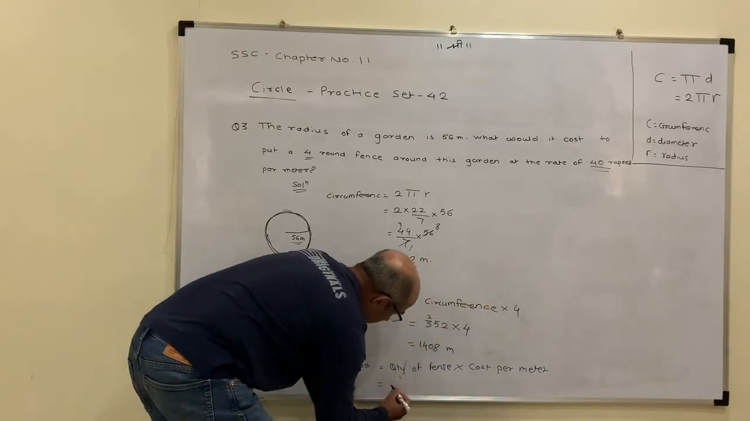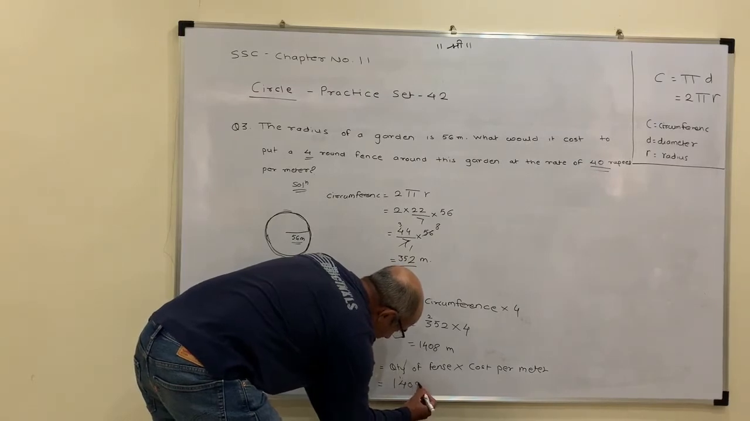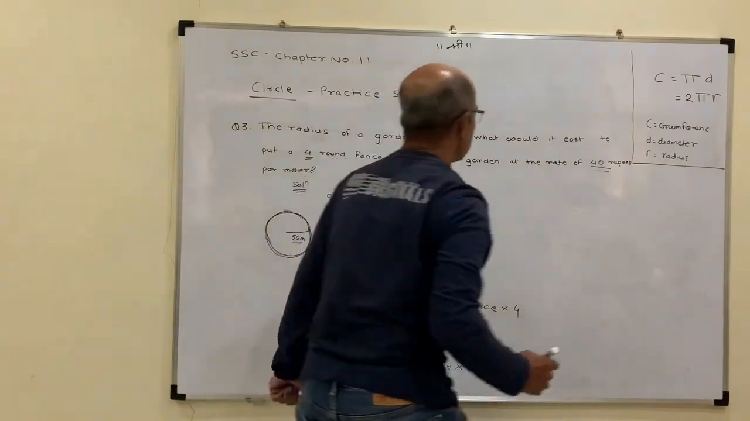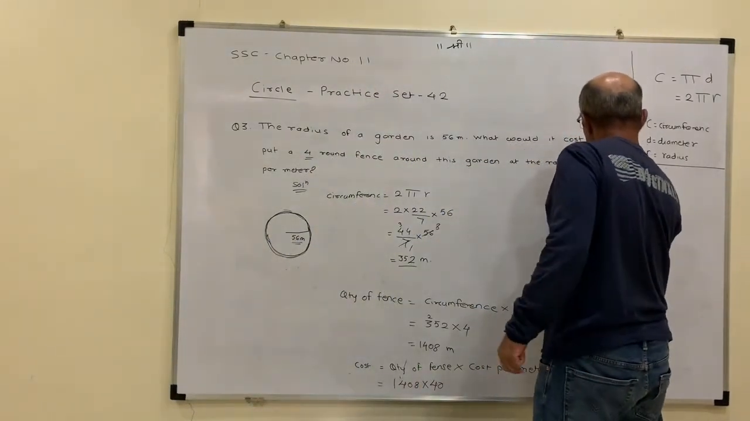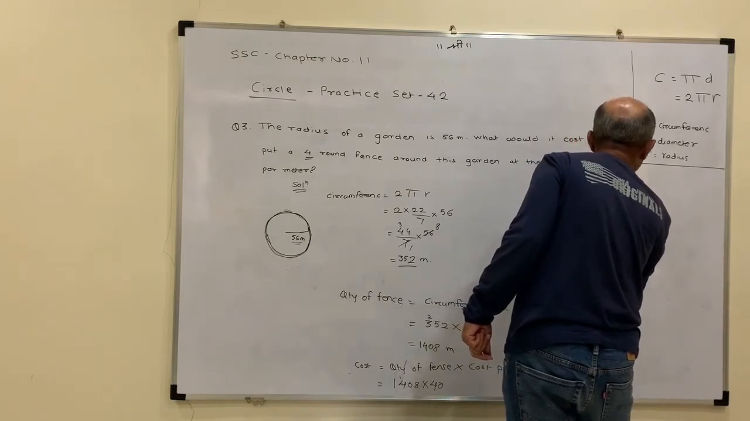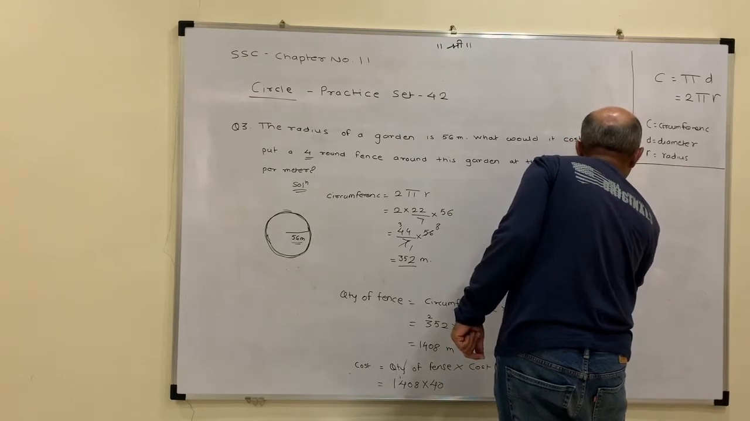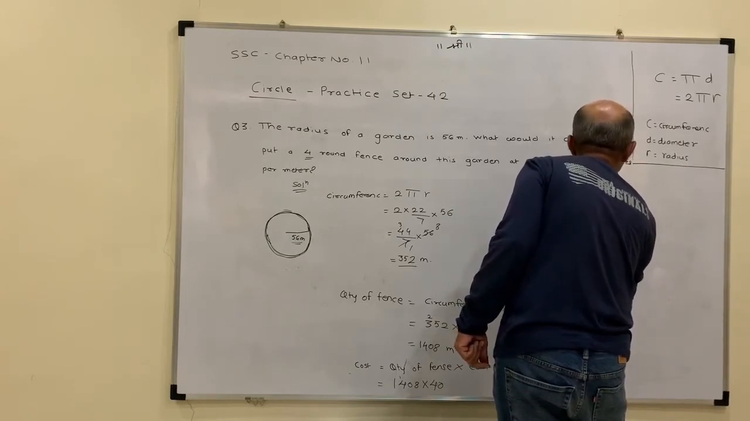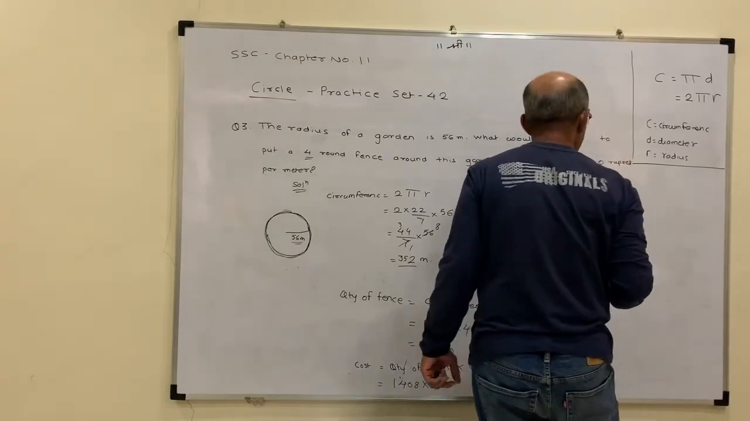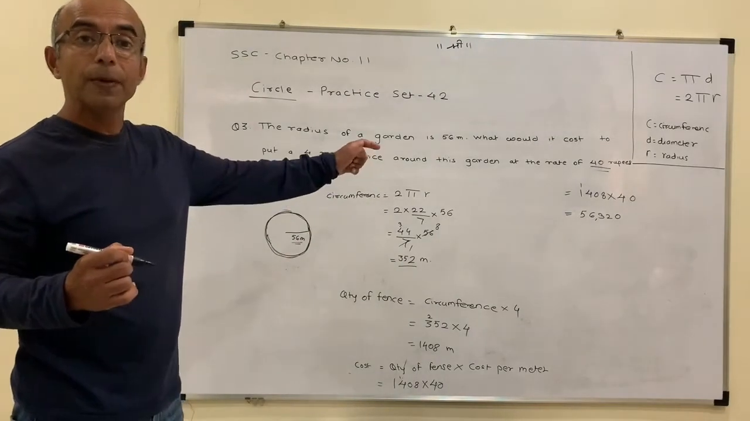So it comes out to be cost. How much is the quantity? 1408 into 40. So this comes out to be 1408 into 40. 4 8s are 32. 4 4s are 16. 4 1s are 4 plus 1 is 5. So the cost will be 56,320. The unit will be rupees.